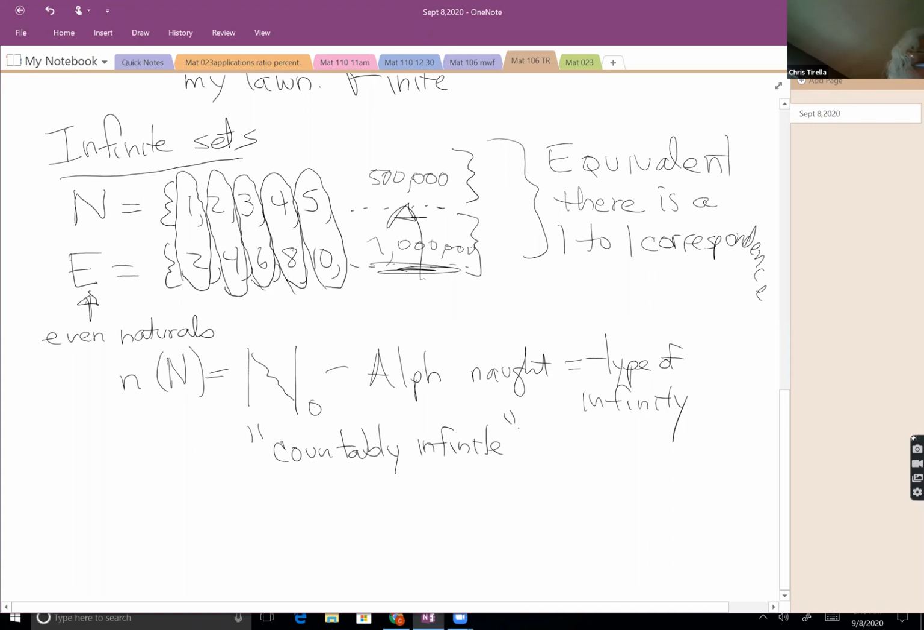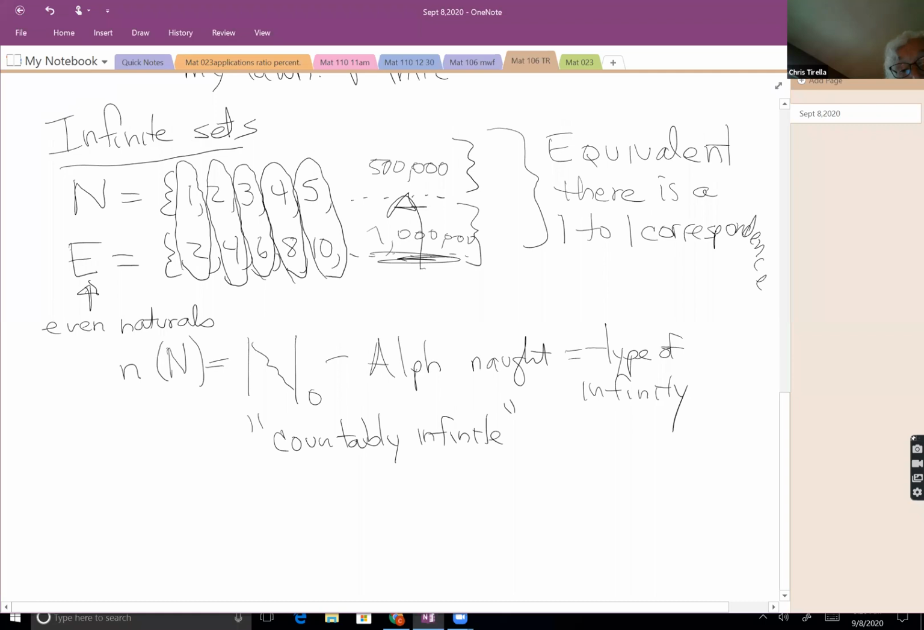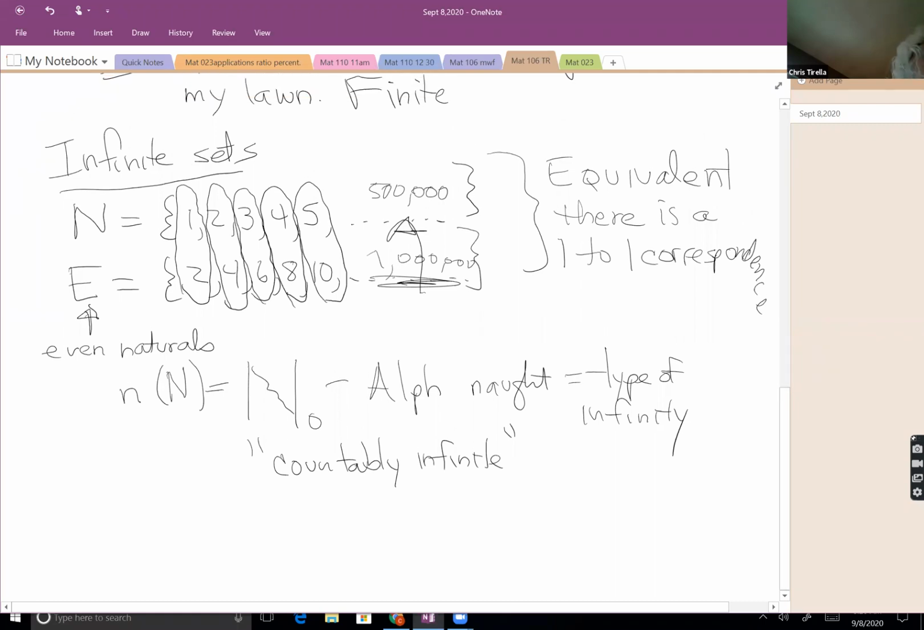As opposed to something like the rational numbers, the fractions, between any two fractions, there's an infinite number of numbers. And so that would be a different type of infinity. And again, that aleph naught, I'm not going to hold you accountable for, but it goes on that idea that there are different types of infinity.